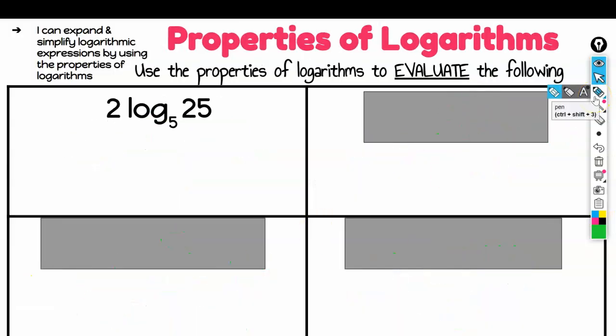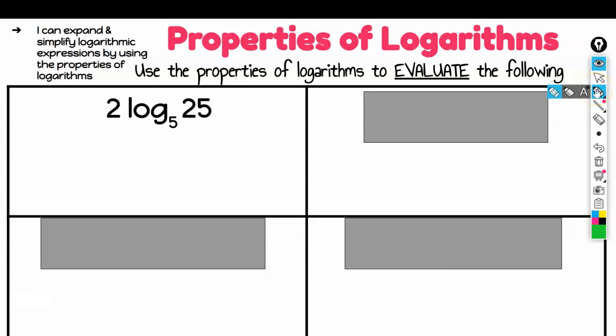Now, moving on to the next slide, I see something that looks a little different. I don't see a plus, I don't see a minus, I don't see 2 logs, but I do see a log with something extra on the outside of it. When I am simplifying my logs, I really want to make sure there's just 1 log and there's nothing extra outside of it. So this 2 is a problem.